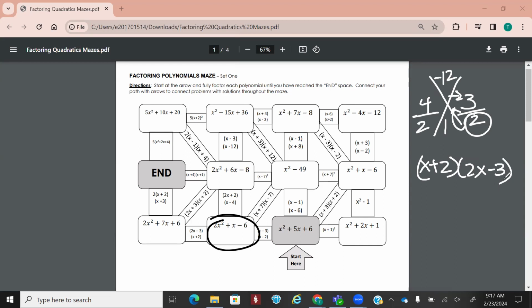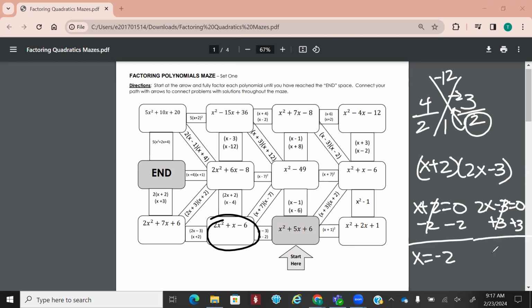Okay, now we're going to solve. So we're going to take both of these and set them equal to 0. This guy, we're just going to subtract 2. So that's going to be x equals negative 2. Everybody can normally do that one. The other one is the problem. We're going to add 3 first. And then divide by 2. So x is going to equal 3 halves. If you plug it in as a decimal, that's okay too.